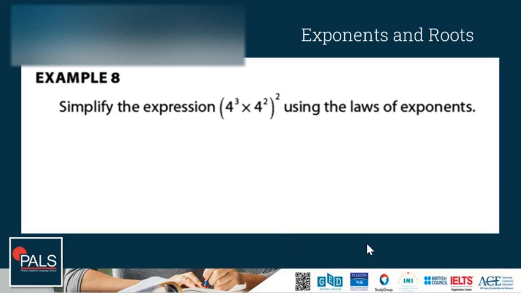Let's see example 8. Simplify the expression: 4 to the power of 3 times 4 to the power of 2, all to the power of 2. So this time, we will be applying rule number 3. Inside the parentheses, maybe I should make some shortcuts. 4 to the power of 3 times 4 squared, 3 plus 2 is 5. So the exponent is 5, then the exponent outside is 2. So the answer is 4 to the power of 10.